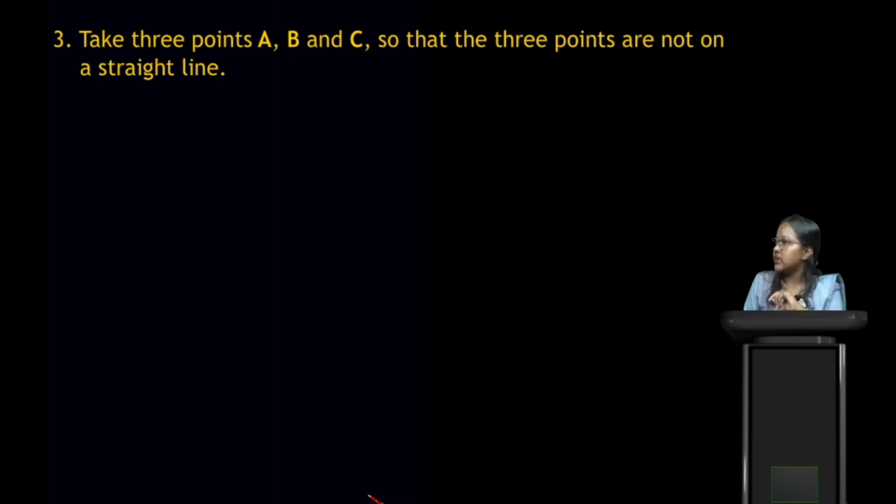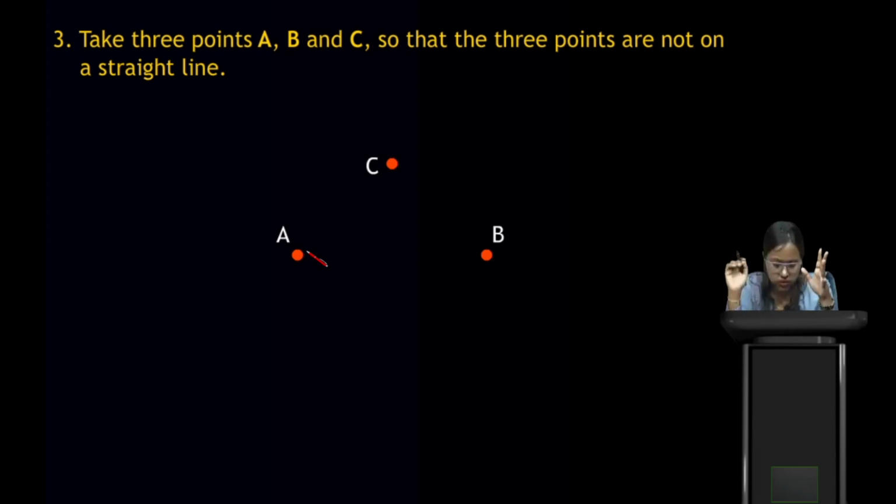Now next, take 3 points A, B and C so that the 3 points are not on a straight line. So let's take 3 points which will not lie on a single straight line. If you try to join the maximum number of points you can see on your screen with a straight line, how many maximum points can you join? Can you tell?